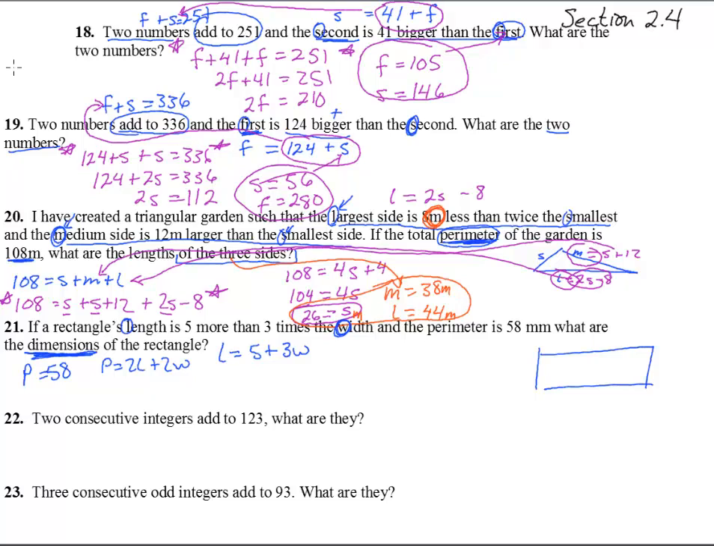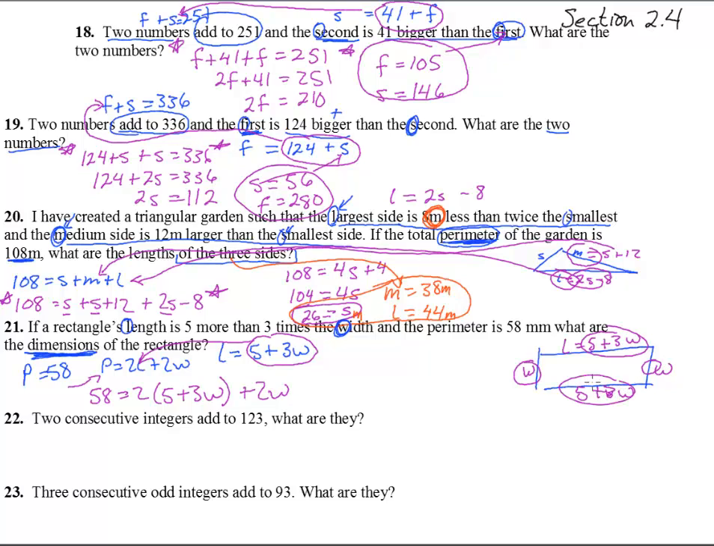Well, here's our L right there. We can take that and plug it in right there. So we get 58 equals 2 times (5 plus 3W) plus 2W. And you can see this on the picture over here. If this is our width and this is our length, which equals 5 more than 3 times the width, then yeah, we're adding up W plus 5 plus 3W plus W over here plus 5 plus 3W over here. And that's how we're getting 58. So that gives us our equation.